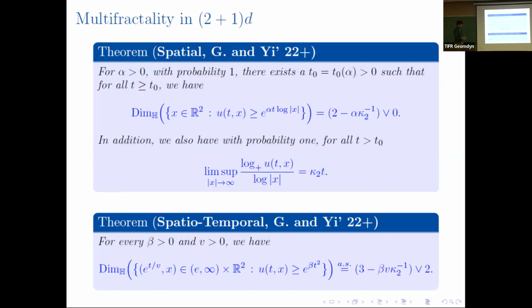So you take these level sets. Now this gauge function that I talked about is different from this spatial result. And we are able to show the exact value of this fractal dimension as well. And this is also varying continuously with the level that I set here.